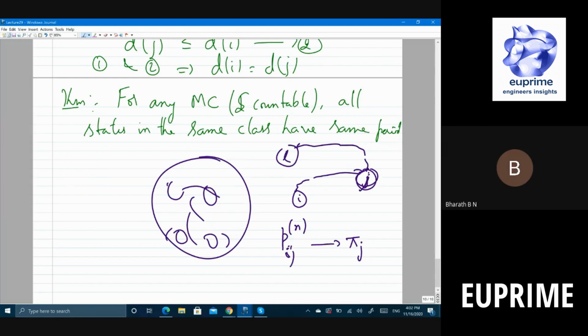All the rows will be the same. The entire row, each term will go to pi_j. So the whole matrix will go to a constant-row matrix. Do you agree? That's what it does.